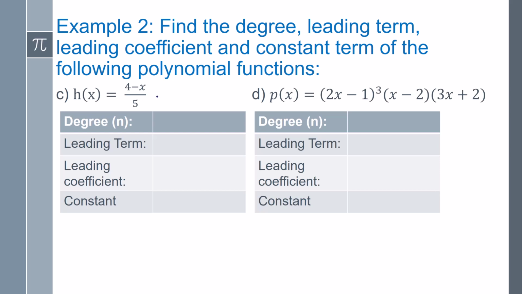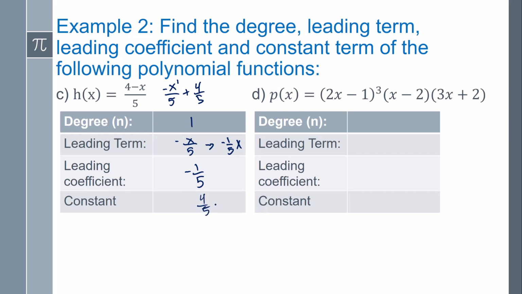So if I were to break this up, this is going to give me minus x over 5 plus 4 over 5. So my degree, well, this is x to the 1st power. My leading term is going to be negative x over 5. My leading coefficient, now if I were to break this up further, I could look at that as negative 1/5 x, so that's going to be negative 1/5. The constant, just the number without an x associated with it, that's going to be 4 over 5.